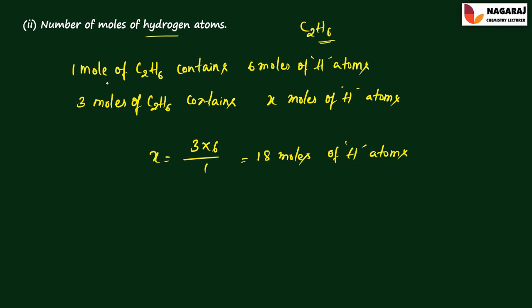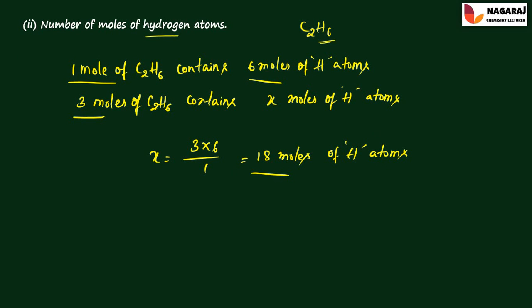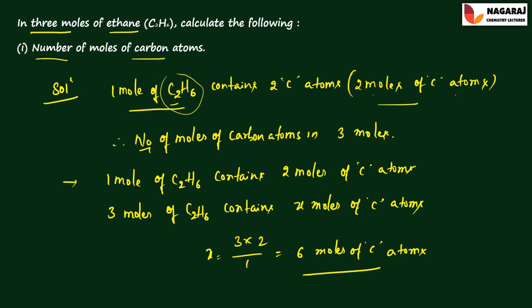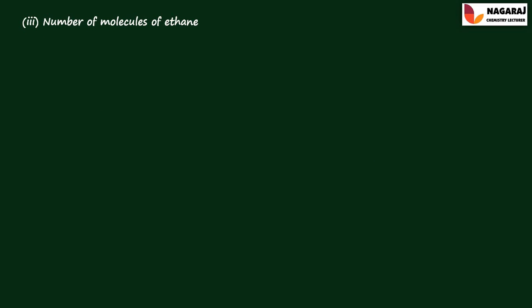That is, 1 mole of ethane contains 6 moles of hydrogen atoms. So 3 moles of ethane contains 18 moles of hydrogen atoms. So 1 mole of ethane contains 2 moles of carbon and 6 moles of hydrogen atoms. And 3 moles of ethane contains 6 moles of carbon atoms and 18 moles of hydrogen atoms. And next problem in the same question, we have to calculate the number of molecules of ethane.